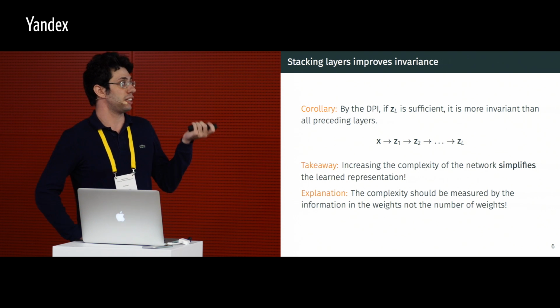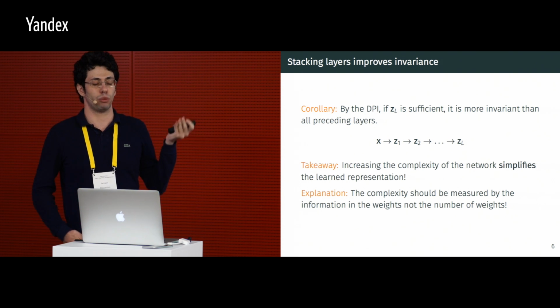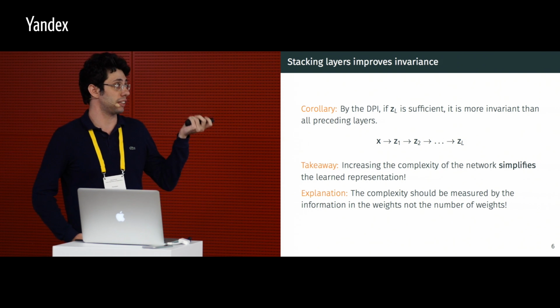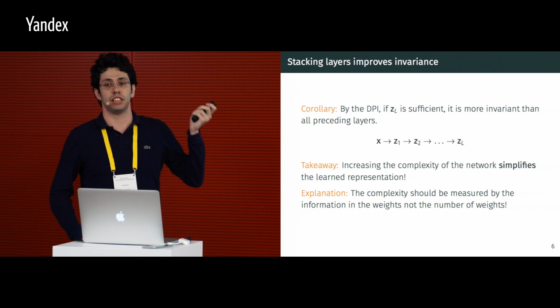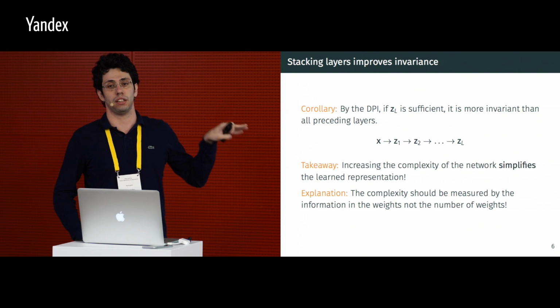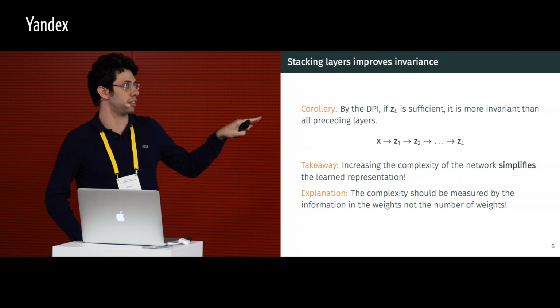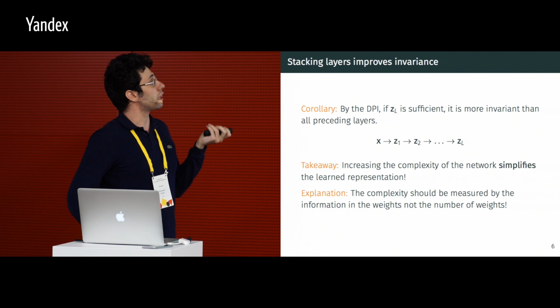The preview is that this is basically solved because the number of weights in the network does not measure, in this sense, the complexity of the network. It's actually the quantity of information contained in the weights that measures the complexity. But we will come back to this.